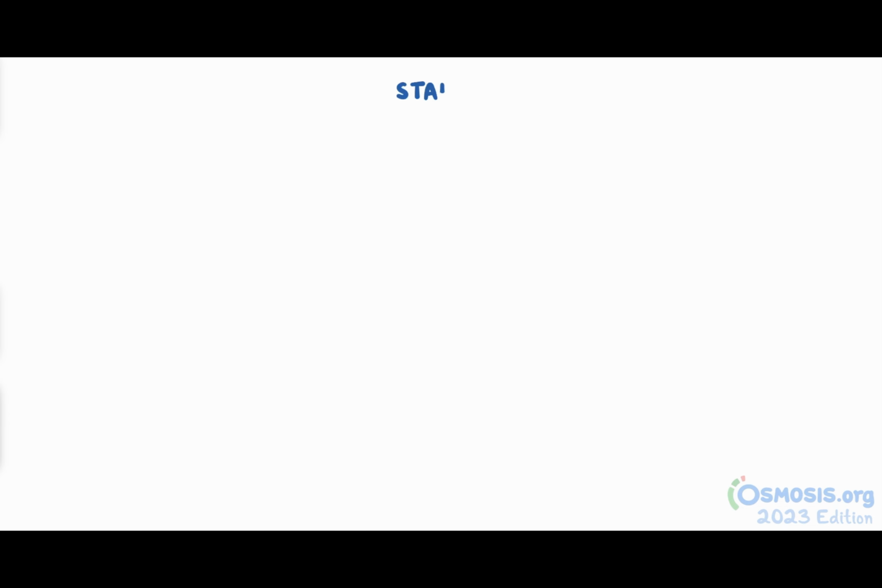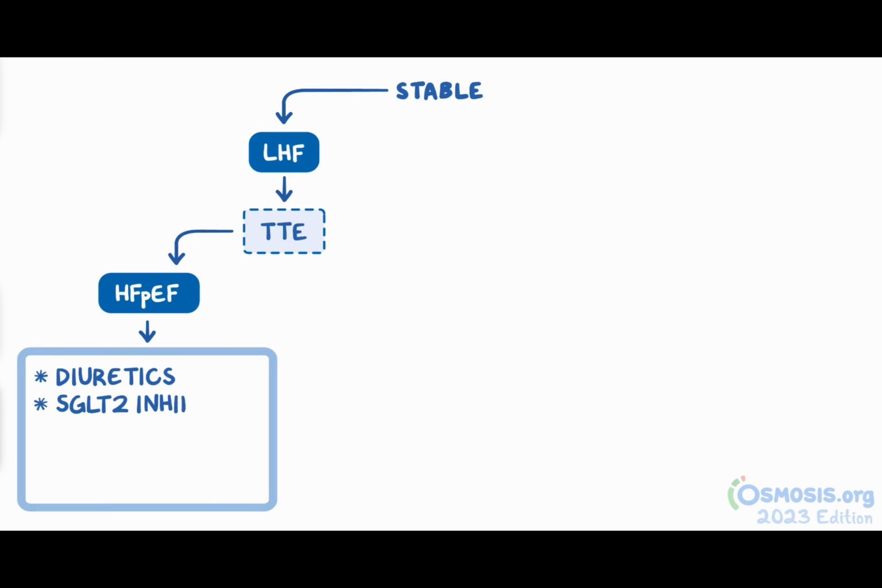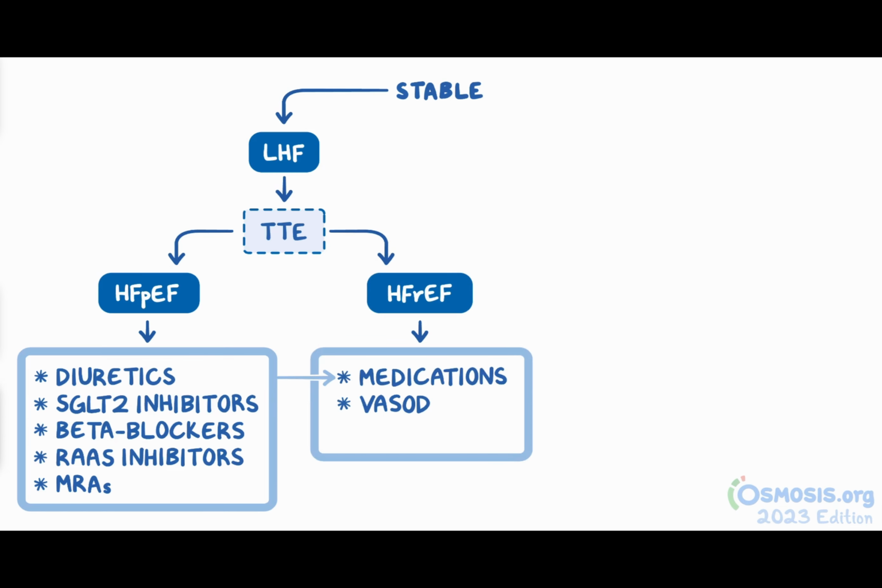When it comes to stable patients with left-sided HF, they should be assessed with TTE. HFpEF is treated with diuretics and SGLT2 inhibitors and possible beta blockers, RAS inhibitors, and MRAs. On the flip side, HFrEF should be treated with the same medications and additionally vasodilators and digoxin.